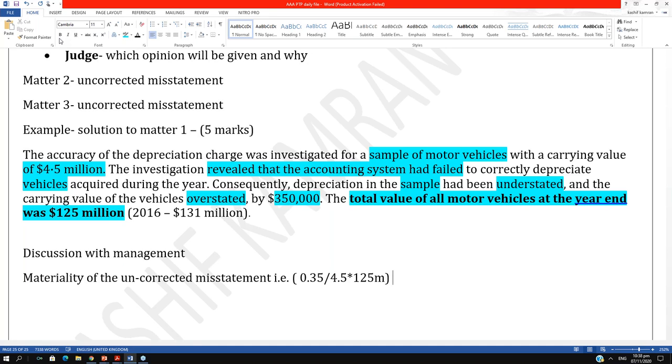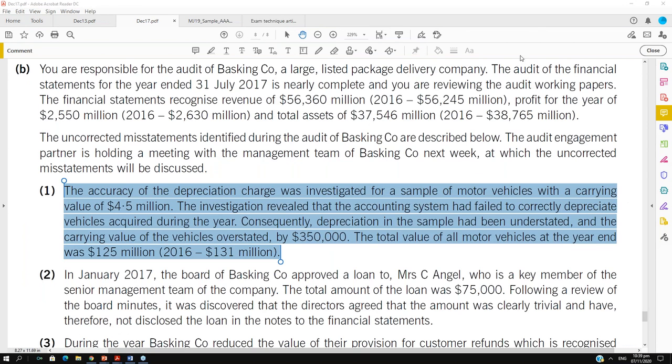The materiality of the uncorrected misstatement, that is $9.72 million, is a certain percent of the total assets and a certain percent of the profit before tax. Just let me confirm one thing from the paper. We have been given the total assets number, and we have been given the profit number.